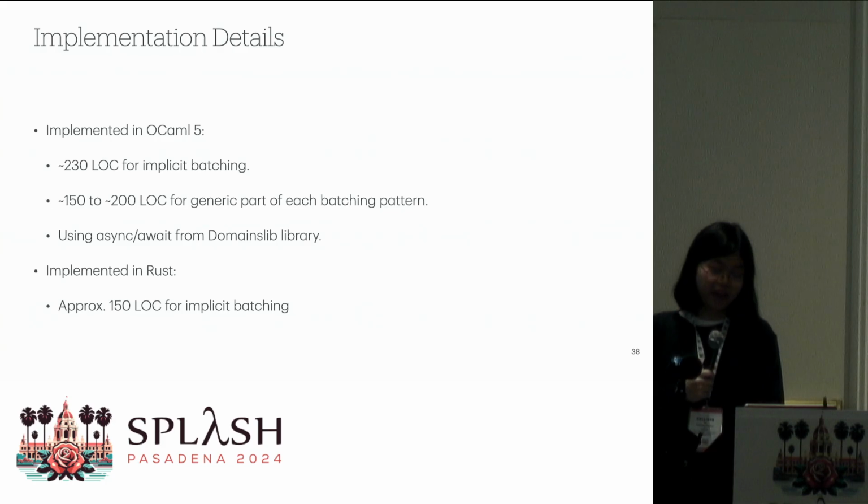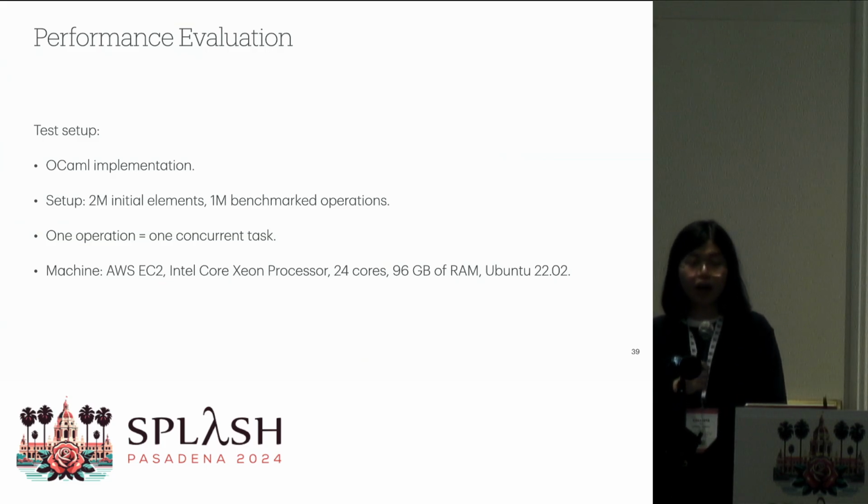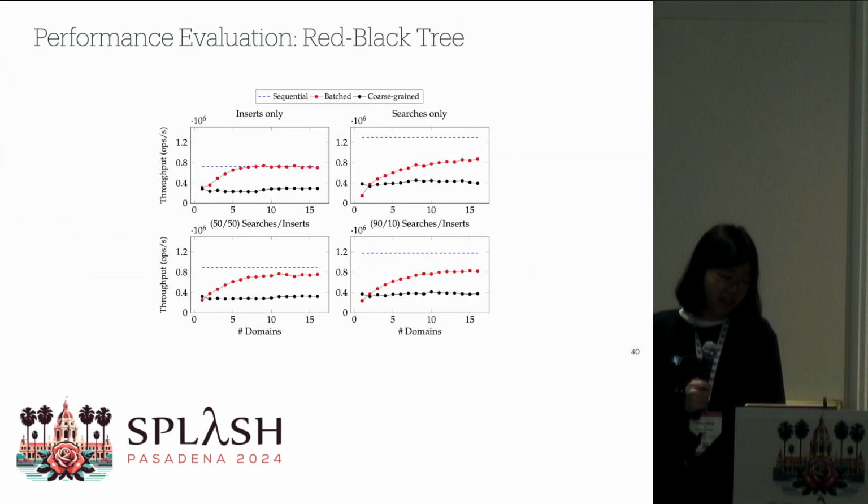Now, you might be curious about how our batch data structures perform. So this is our test setup. We benchmarked our OCaml implementation. Each of our benchmarks involves a data structure with 2 million initial elements, and we benchmark 1 million concurrent operations on top of that. And each operation is one concurrent task submitted to the OCaml task queue. Now this is the result we got with our batch red-black tree.